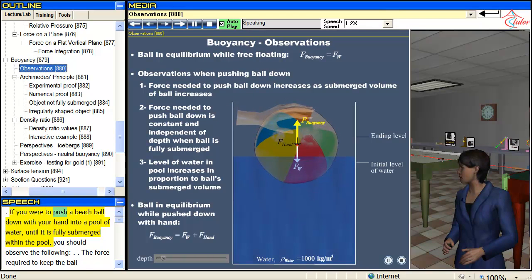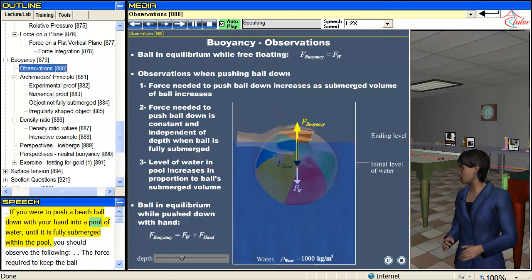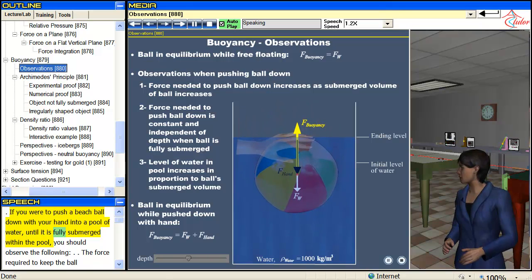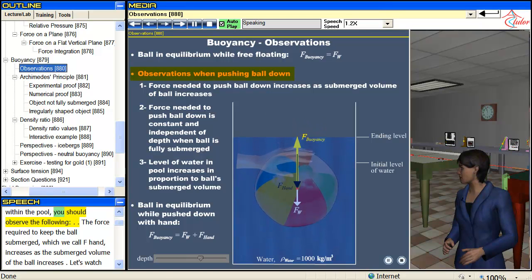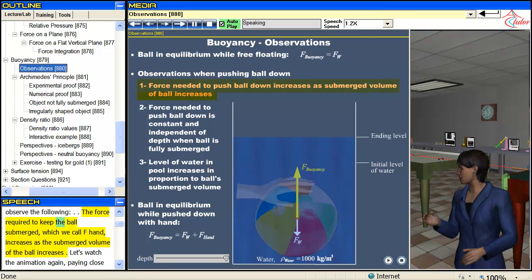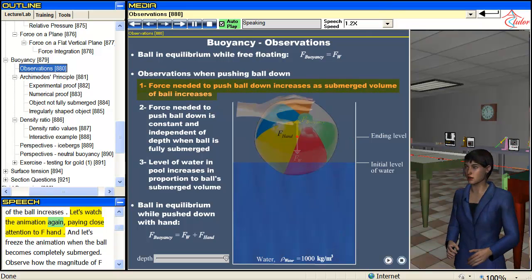If you were to push the beach ball down with your hand into a pool of water, until it is fully submerged within the pool, you should observe the following. The force required to keep the ball submerged, which we call F hand, increases as the submerged volume of the ball increases. Let's watch the animation again, paying close attention to F hand.